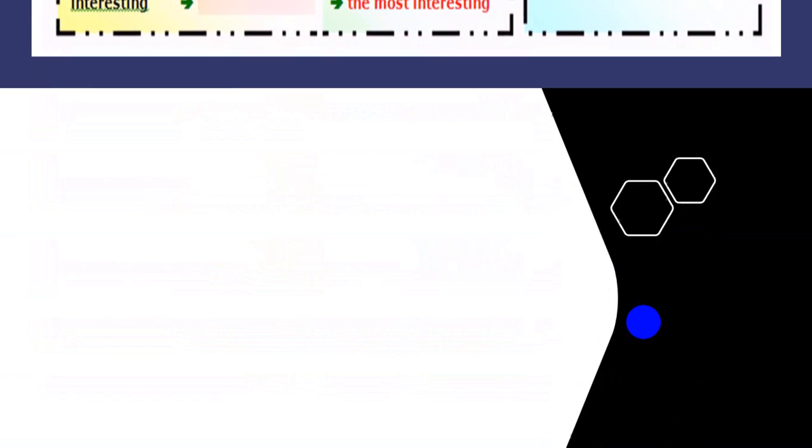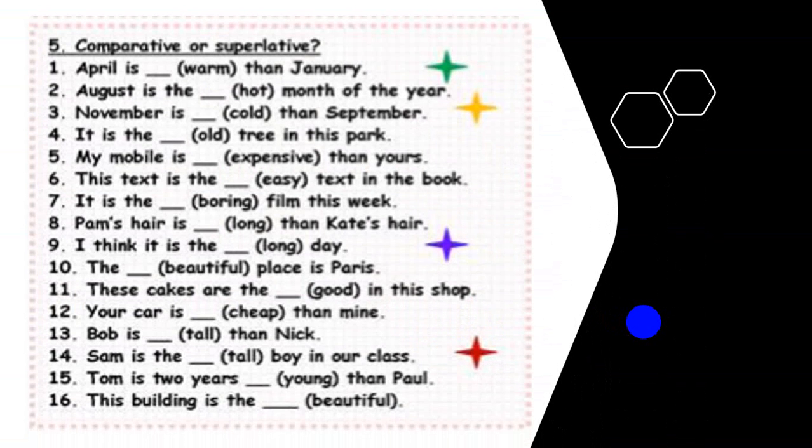Okay. Let's check our understanding. Comparative or superlative. Number 1, April is ___ than January. We have here two things. Also, we have than, so we put er, warmer. April is warmer than January.